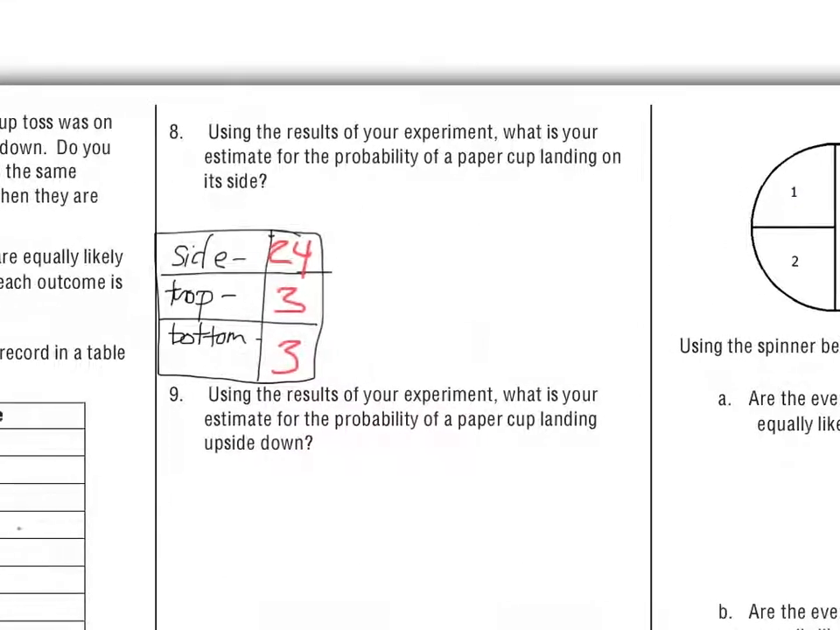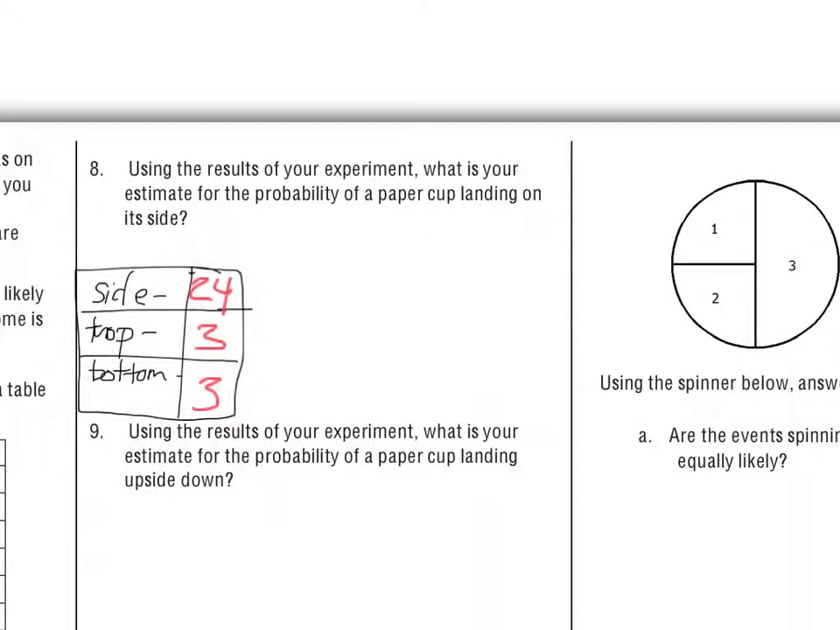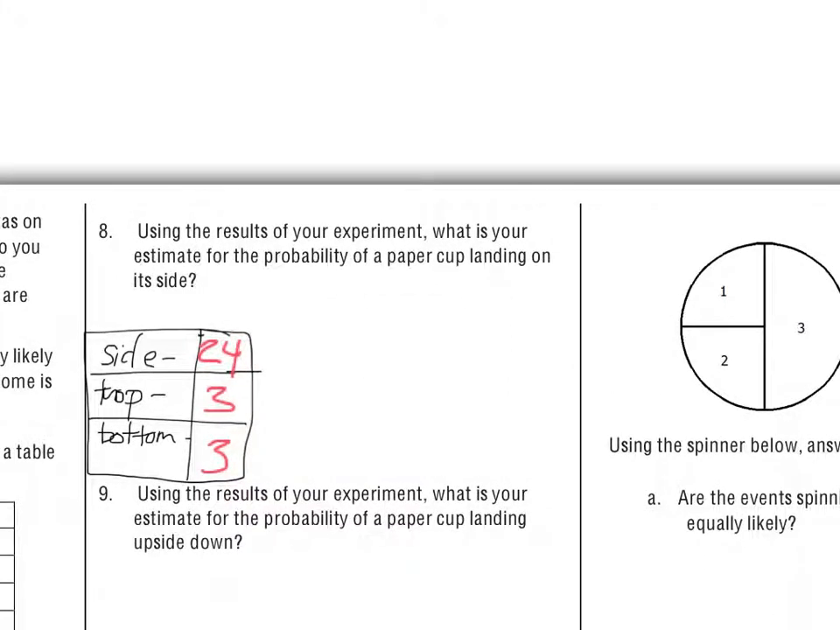So after creating my frequency table, I see that of my 30 tosses, 24 were on the side, 3 were on the top, and 3 were on the bottom. So when I'm calculating my estimated probability, remember we're talking about the occurrences over our total observations. Or you can think about it as Q is equal to percent times whole, where whole is our total observations, 30, and quantity is what we're looking for.